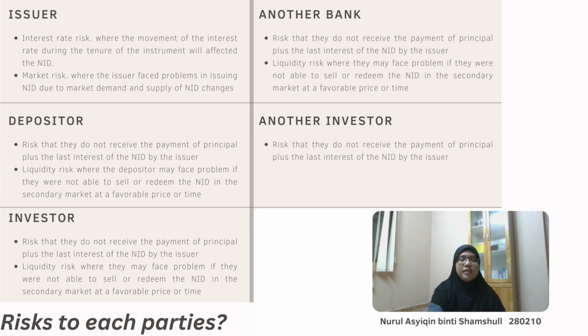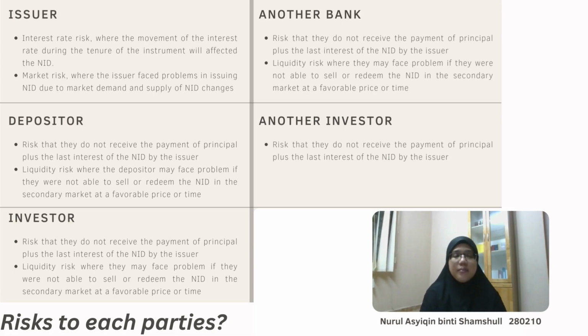Next, investor. The first risk that the investor might face is the risk they do not receive the payment of principal plus the last interest of the NID by the issuer. The next risk is liquidity risk, where the investor may face problem if they were not able to sell or redeem the NID in the secondary market at a favorable price or time. In a situation where the investor needs immediate cash and they plan to sell the NID in the secondary market, it would pose a problem to the investor if the price and the rate at the time is unfavorable.